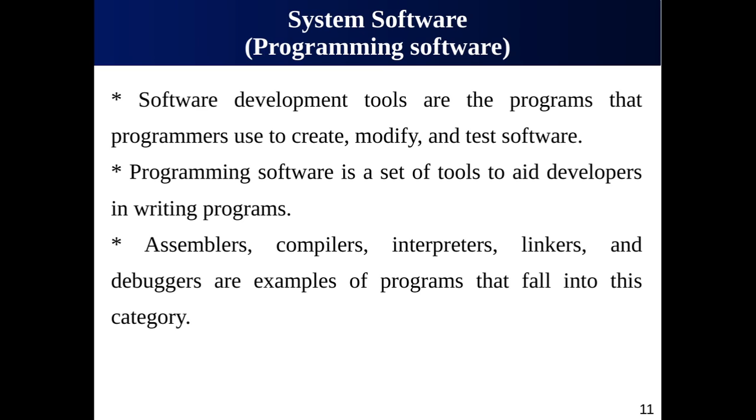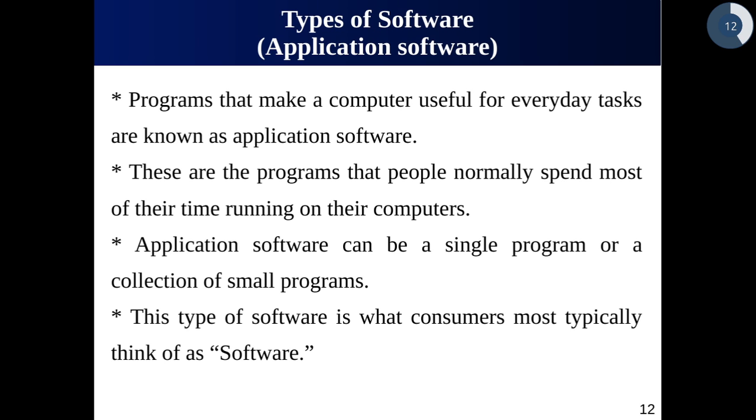So software development tools, which are also called programming software, are actually used by programmers to create a program, to write a program, then to modify a program, to test a program, to remove the errors from the program, and to run the programs and to inspect the output. All these are responsibilities of the programming software, which is provided to the programmer. So programming software, you can say it is a set of tools that help the developers in writing and testing their programs. We will study assembler, compiler, interpreters, and debuggers, and all those are actually examples of programming softwares.